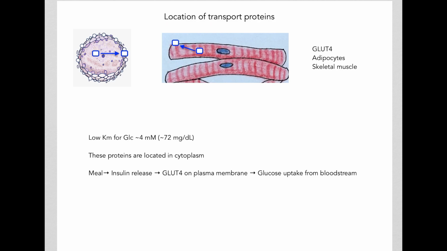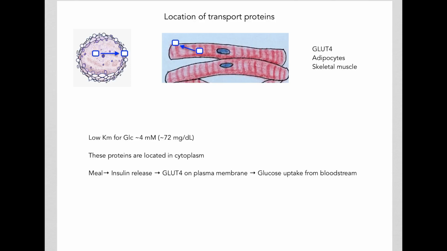For example, after a meal, when blood insulin levels are high, the glucose transport protein called GLUT4, which is predominant in adipocytes as well as skeletal muscles, is actually found on the plasma membrane of the skeletal muscle cells as well as the plasma membrane of the adipocytes. So after a meal, when glucose levels are high, glucose can be taken up by adipocytes as well as skeletal muscle cells.